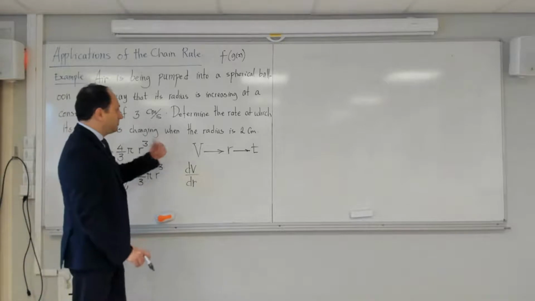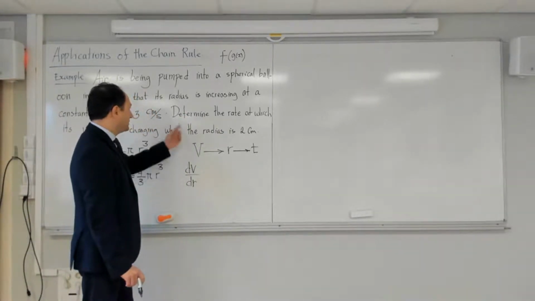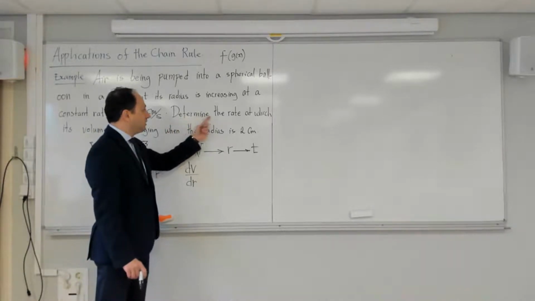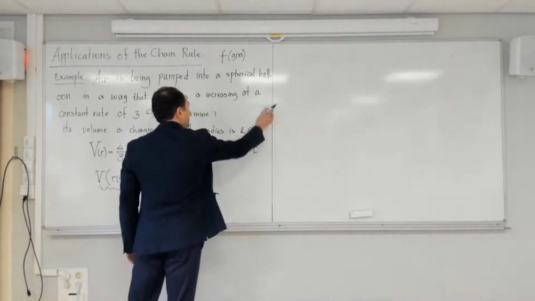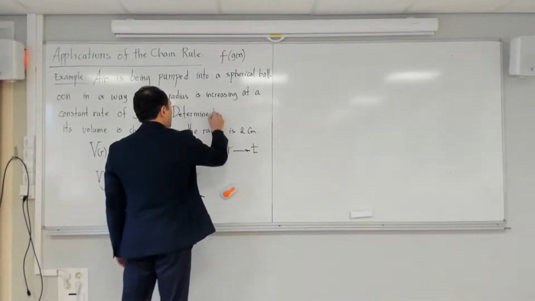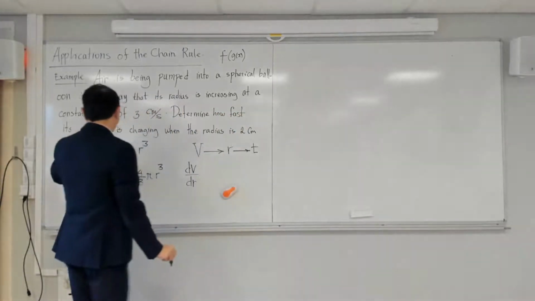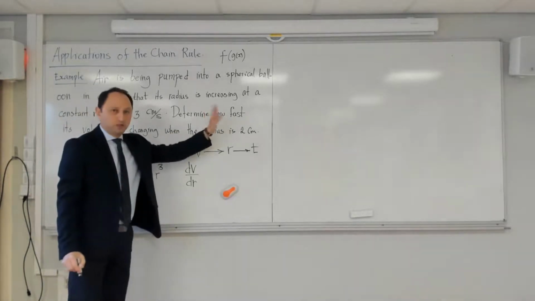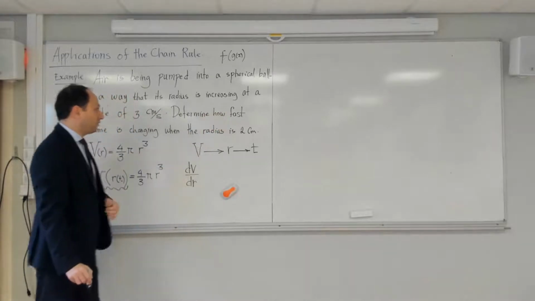I always take these things for granted. Maybe I am a little bit careless when writing. In principle, I should say, let me write it in this way: determine how fast its volume is changing when the radius is 2. That's a better word here, okay? That was also correct, but maybe how fast is better.